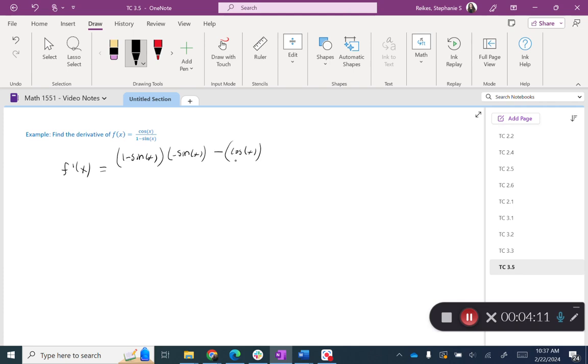And so we have two terms down there, but I see the derivative of 1 is going to be 0. So I'm going to kind of just ignore that. And then I'm going to go ahead and take the derivative of negative sine x. Now the derivative of sine x is cosine x, but that negative coefficient is going to stay. So we're going to have times negative cosine x, all divided by the bottom squared.